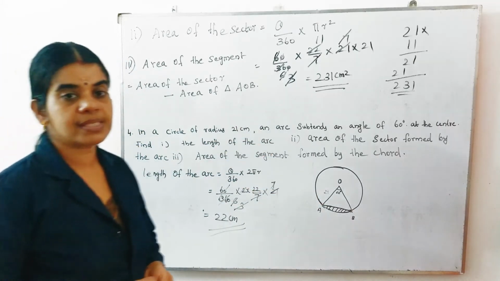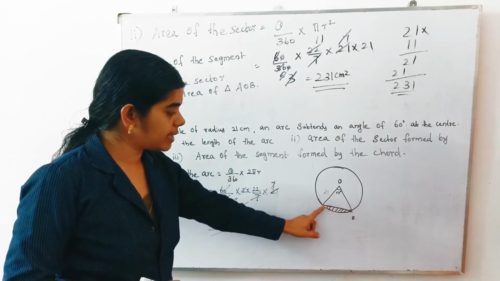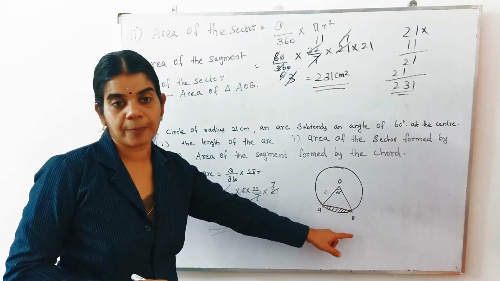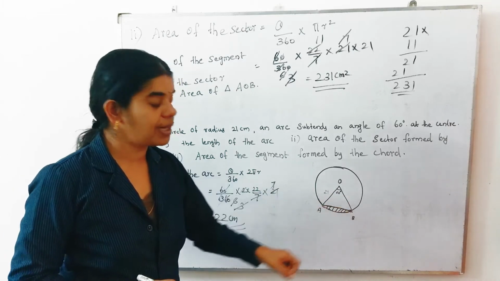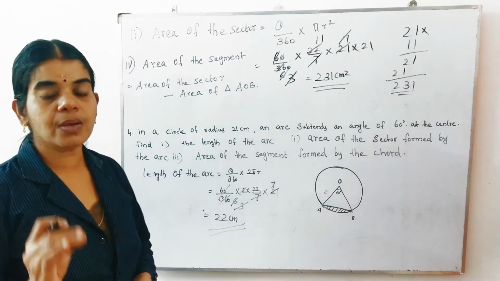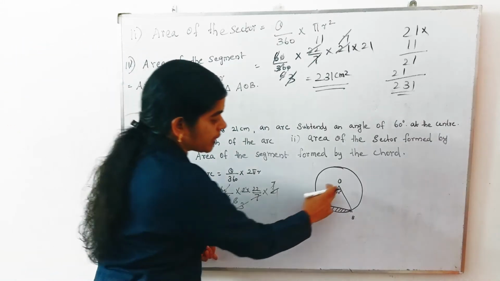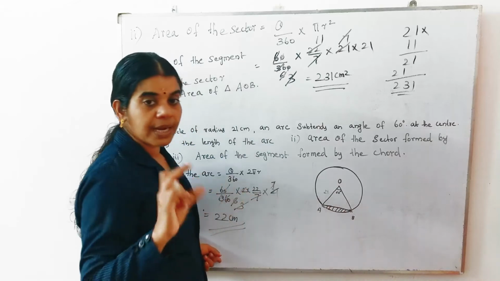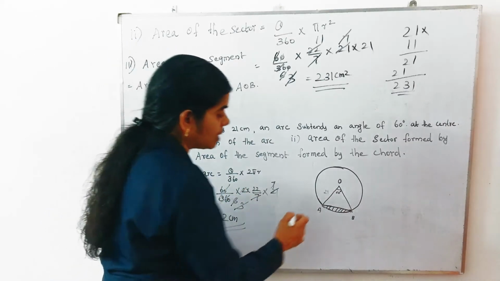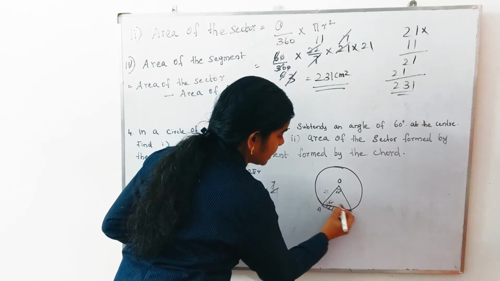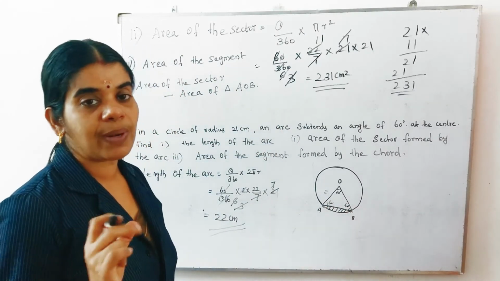What can we say about this triangle? Here the angle is 60 degree and OA is equal to OB. Then angle OAB will be equal to angle OBA. That means equal sides, opposite angles also equal. Because OA and OB are the radius of the circle, its opposite angles also will be equal. So this also will be 60 degree and this also will be 60 degree. So it will be an equilateral triangle.